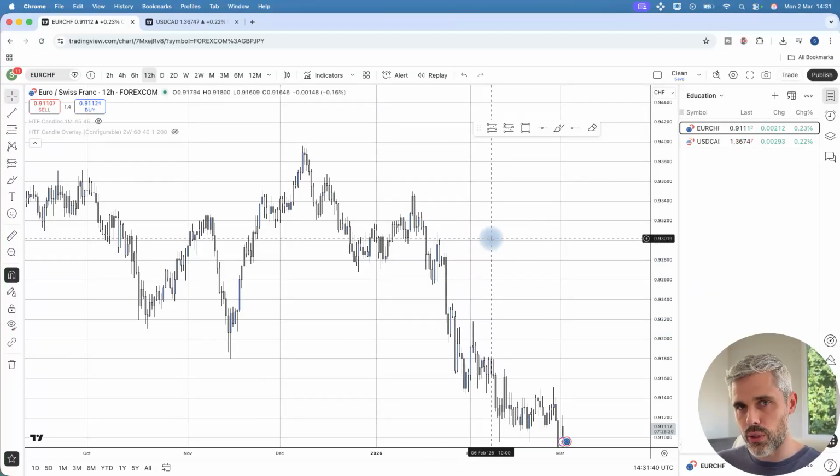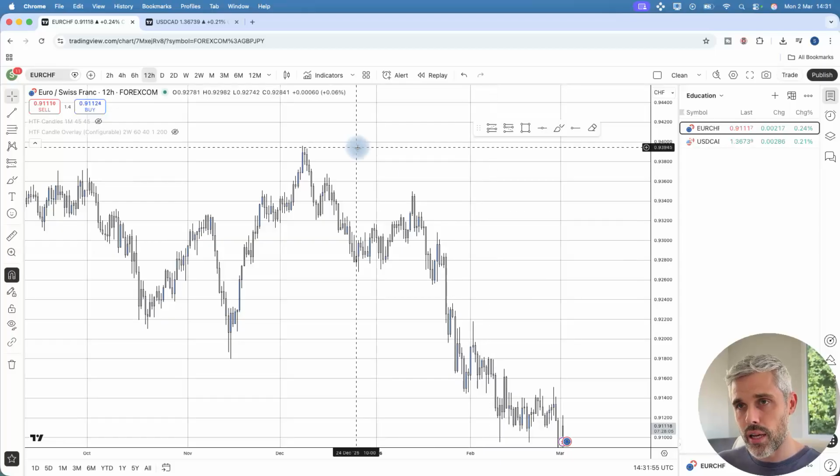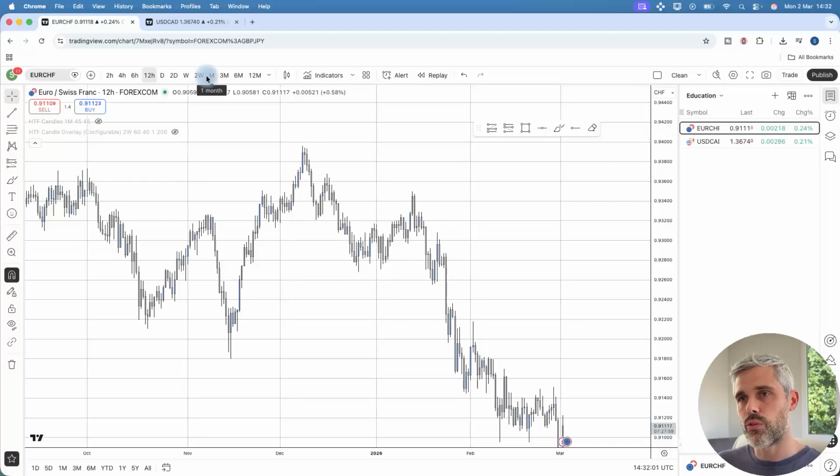So the first thing we want to do is align time frames. We're looking at the 12-hour time frame, and we're going to use this today as our execution time frame. What that means is we're going to execute our trades on the 12-hour time frame, but we are doing that in alignment with higher time frame candle behavior. So this is the weekly candle, the 2-week candle, the monthly candle. For this, we're going to start with the monthly time frame.